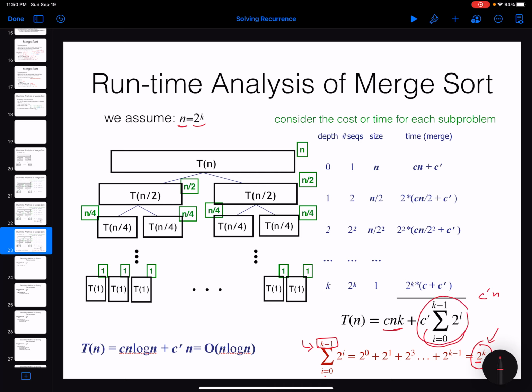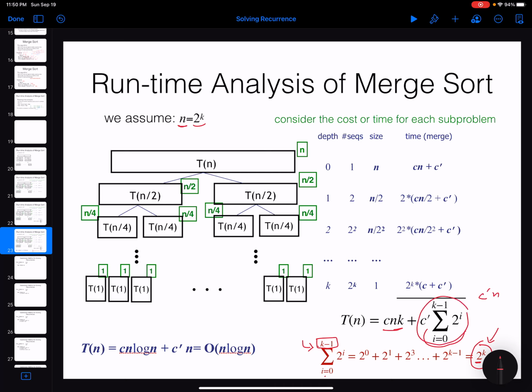What is this term going to be? This term is going to be cn times log n, since k is equal to log of n, right? So I'm going to have cn log n, and the other term is c prime n. The total time complexity in asymptotic notation, I can write as big O of n log n, or I can write it as theta of n log n. There's in fact no difference in that. Both of them are correct, but to be more precise, you should write it as theta.